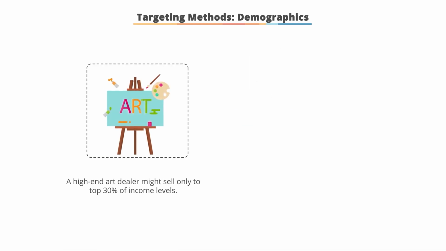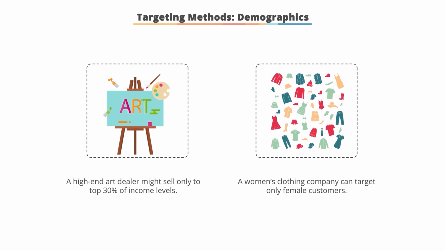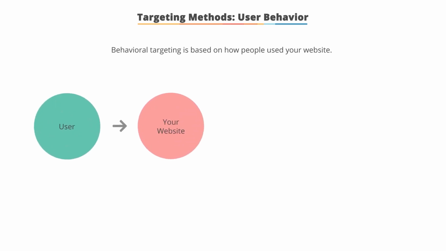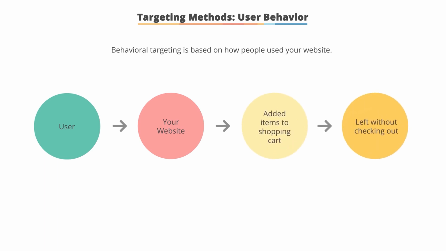Now, you can also choose demographics, such as age, gender, and income level. If you're a high-end art dealer, you might only sell to the top 30% of income levels. If you're selling female-only clothing, then you could target just females. Now, in addition, we can do things like behavioral targeting, which is based upon how people use our websites. This is sometimes known as remarketing. If someone came to your site and they added items to a shopping cart, but they didn't check out, we know they're almost ready to buy. Therefore, you could target those users differently than someone who's never been to your website.